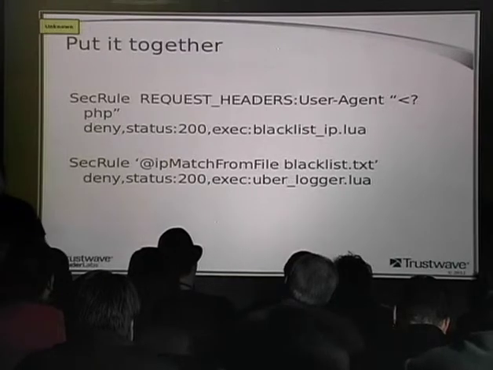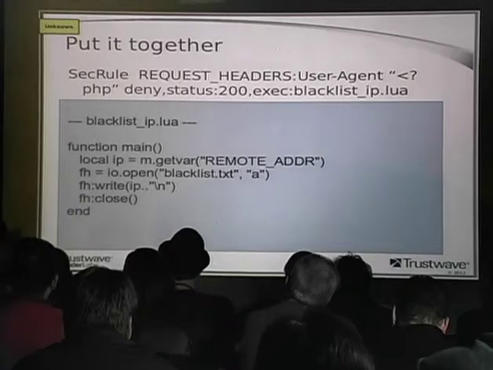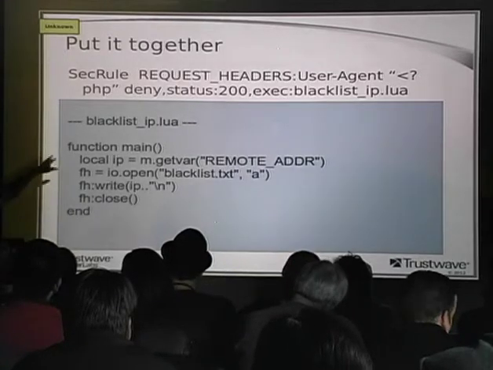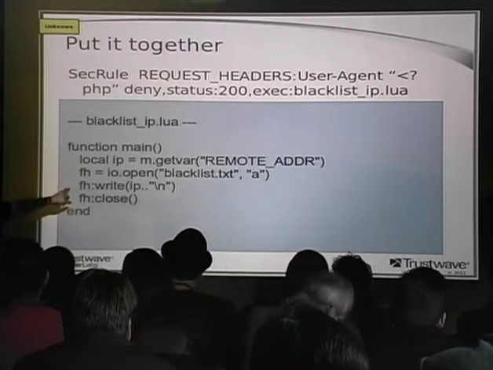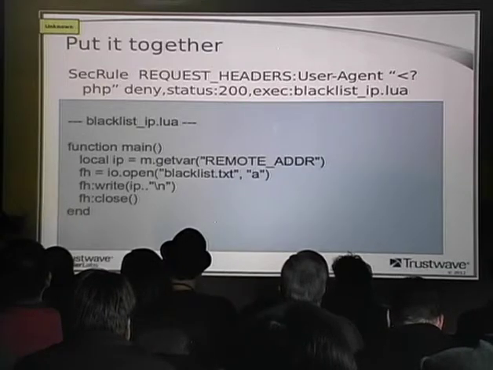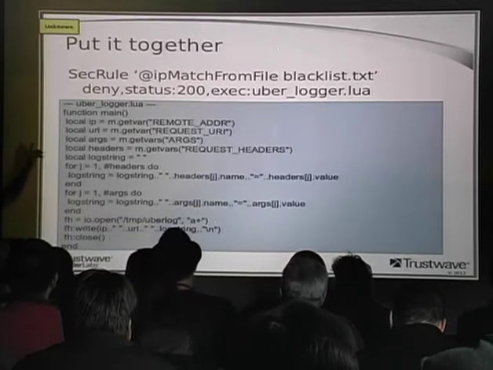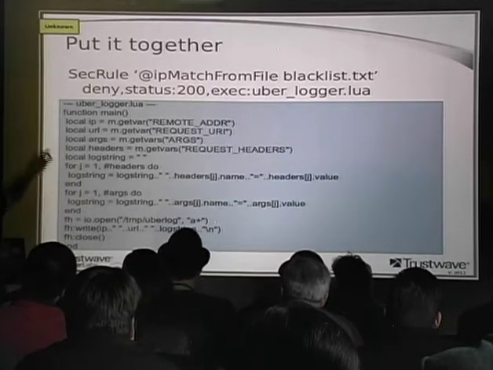And then we're going to run uberlogger, which is just this script that I wrote that does lots of logging, basically pulls in all the data from that request. This is the blacklist IP. This basically opens a file and writes the IP address to the file. That's it. So if that first rule matched, where the user agent string looks like PHP, write their IP address to this blacklist file. Second rule, IP matches. So if the IP address of the requester is in the blacklist, run all this code.